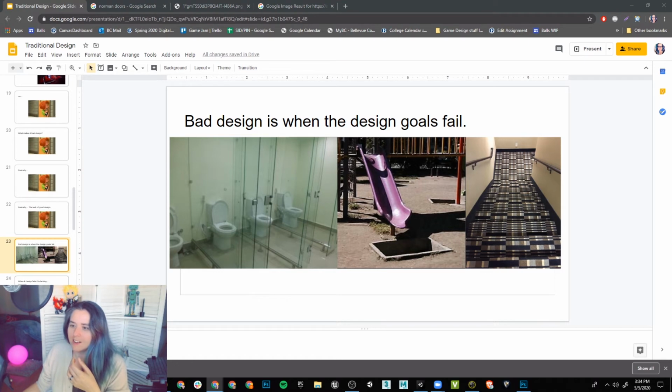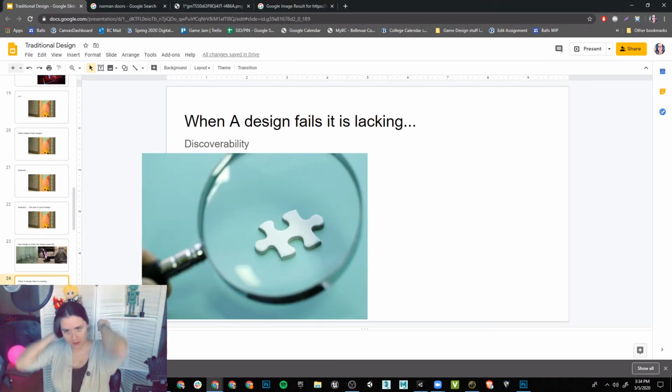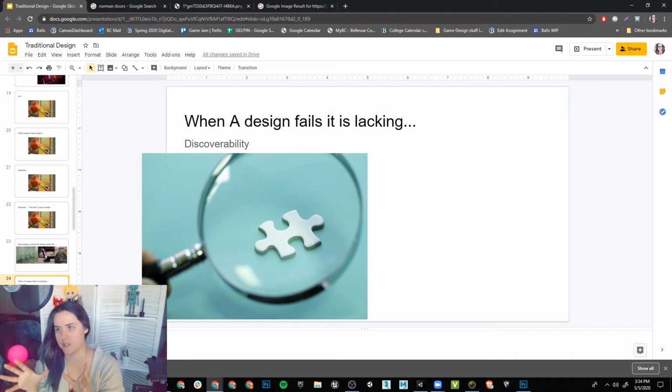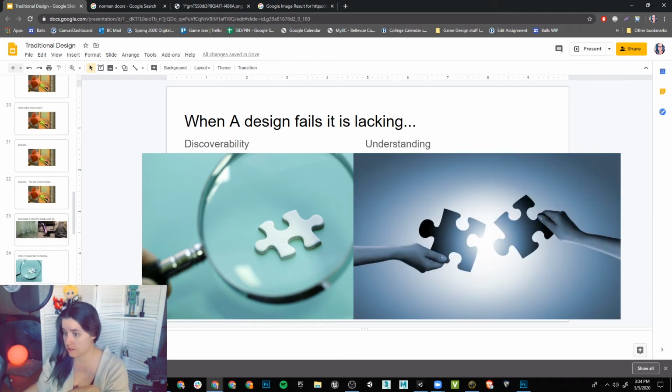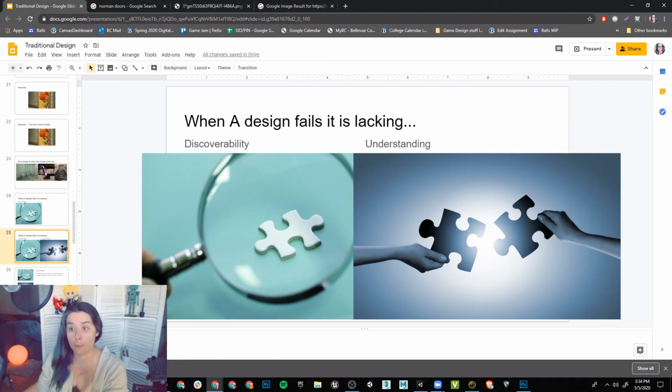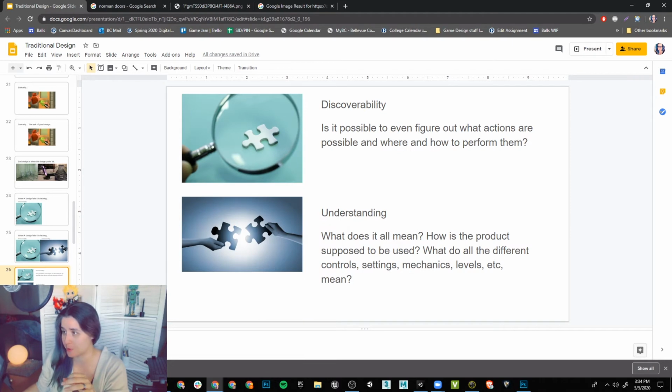Okay, so let's actually talk about some of the more foundational aspects of design and how we approach it. When a design fails, it is lacking discoverability or understanding, or both. Discoverability answers the question: is it possible to even figure out what actions are possible and where and how I can perform them? Like the handle on the door, meaning can I figure it out?